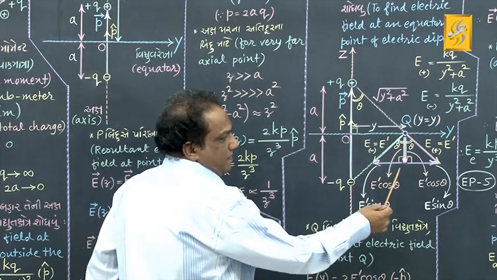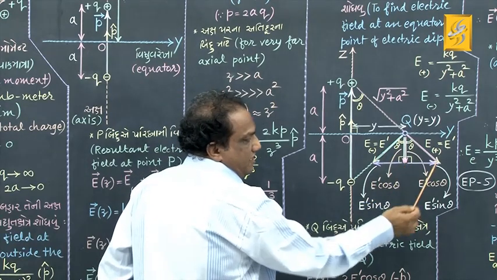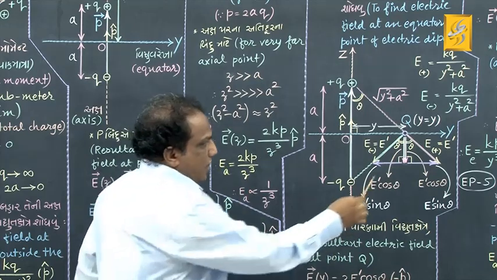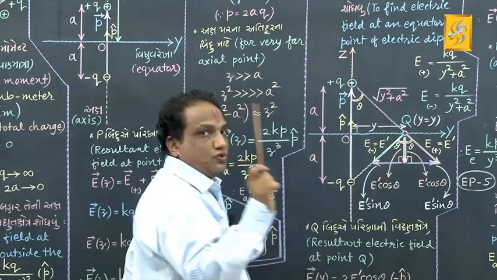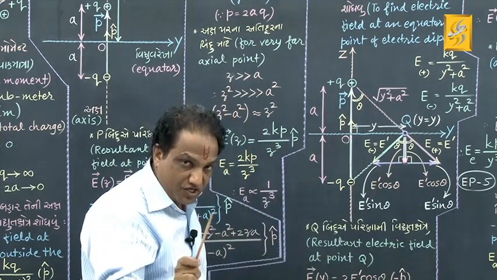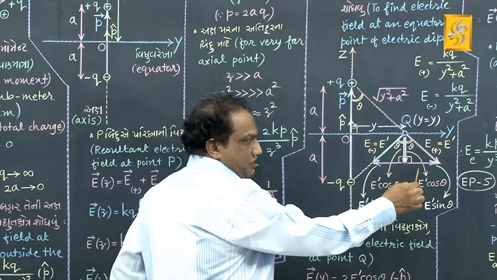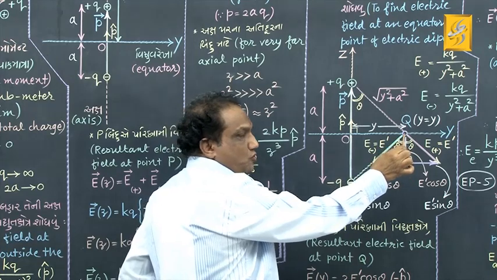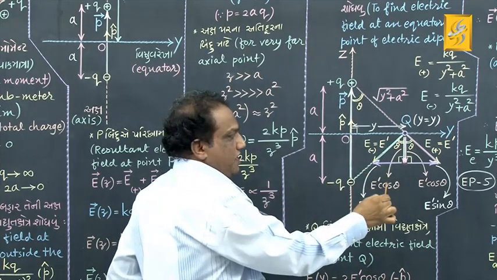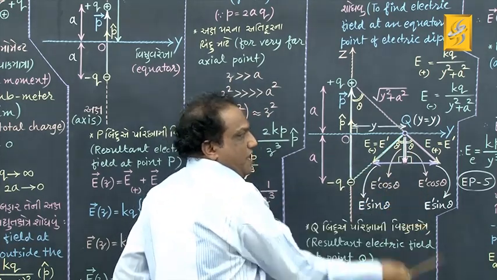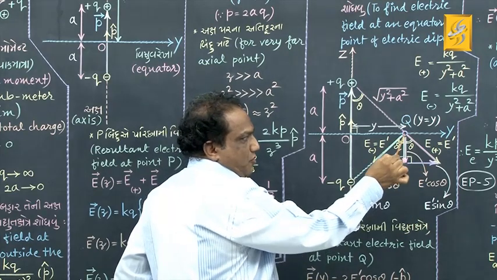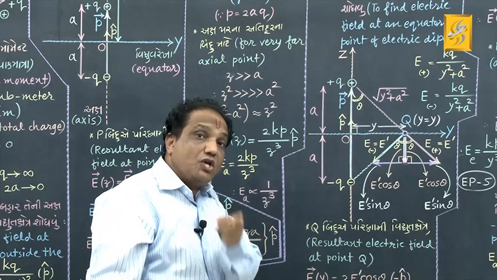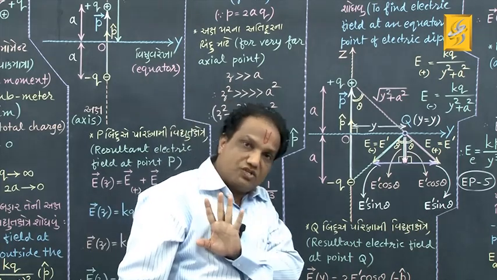Now you can see these two components, which are E dash sin theta each, are equal in magnitude and opposite in direction, so they will nullify the effect of each other. They would cancel each other. Fine. Then whatever electric field will be produced at point Q is solely due to the E dash cos theta components. And because both the components are pointing in the same direction, whenever vectors are in the same direction, you can make a scalar addition, correct?